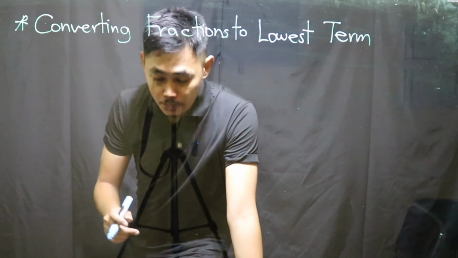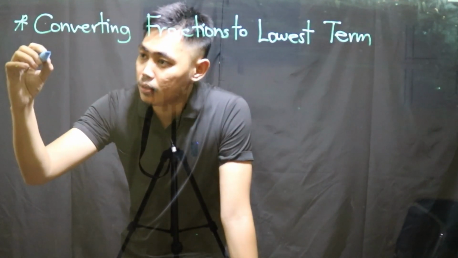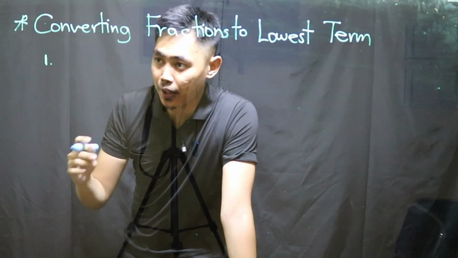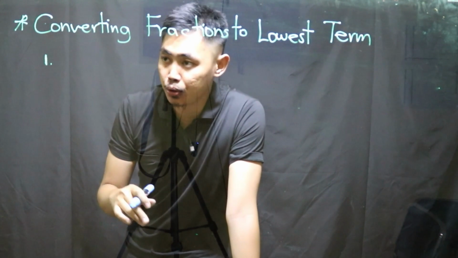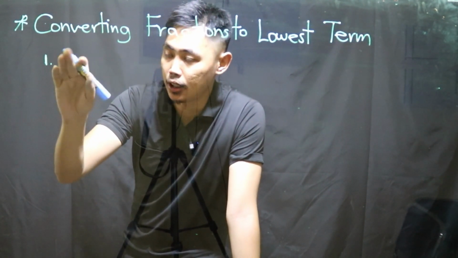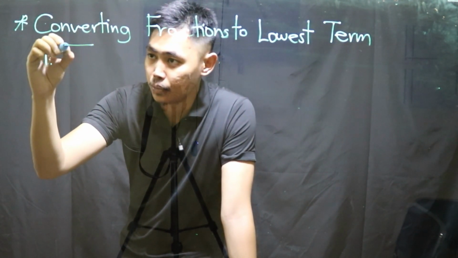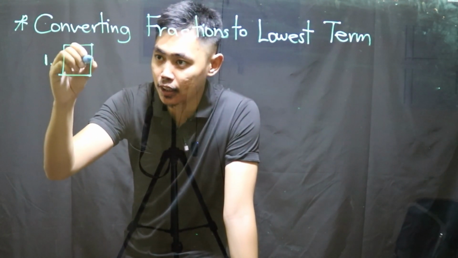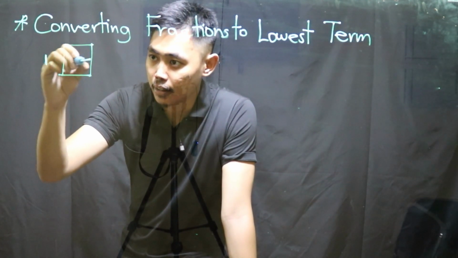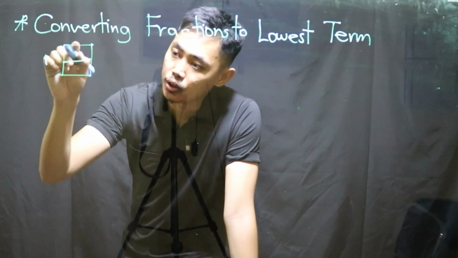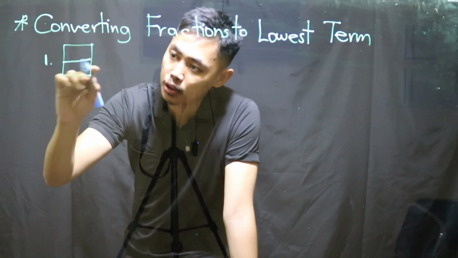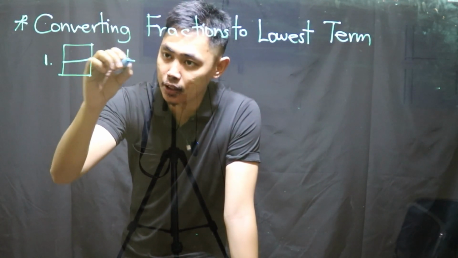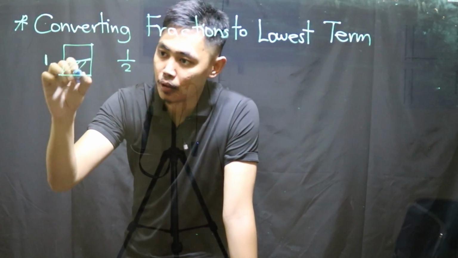So let's have an example here. Okay, so I would like to demonstrate this situation. So for example, I have this, and then I would divide it by 2. So since this is one whole, and then I divided it into 2 parts, therefore I can say that this part is 1/2.